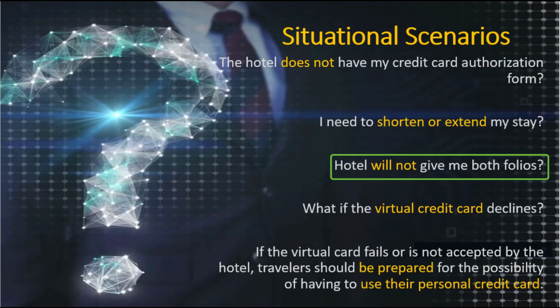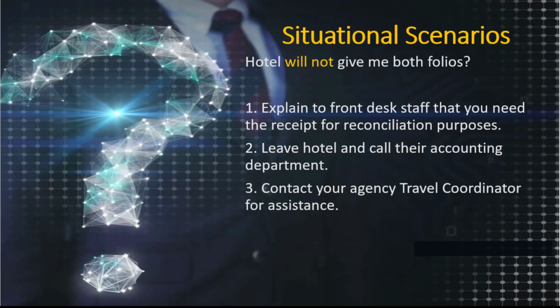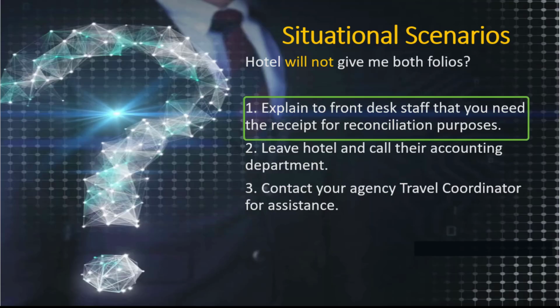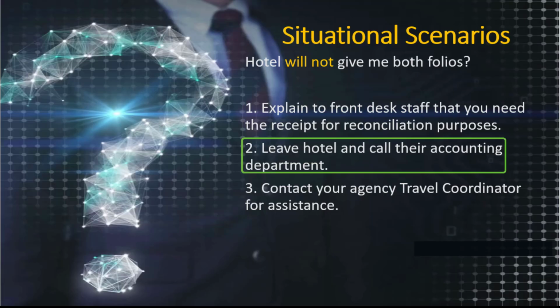Next is, what happens if the hotel will not give me my hotel receipt? If the hotel refuses to provide you the hotel receipt, you will have 3 options. Option 1, you can try and explain to the hotel this was paid by your department, so you need the receipt for reconciliation purposes. If that doesn't work, leave the hotel property and call them either the day of or the following day and ask to speak with the accounting department.